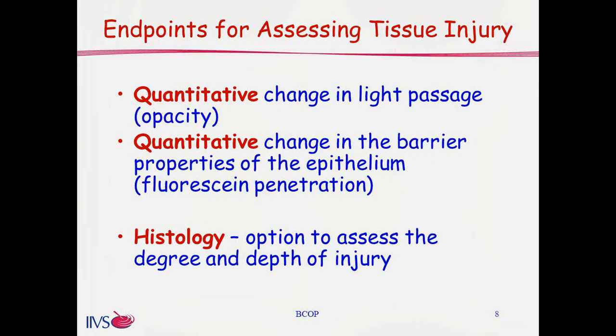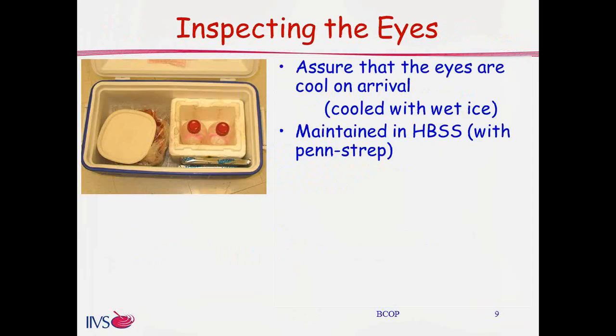And thirdly, we've worked quite a bit with utilizing histology on the treated corneas to assess the degree and the depth of the injury, and also to look for other potential cellular or architectural changes that may be indicative of eye irritation that perhaps the opacity and permeability endpoints alone did not pick up on. So now we'll go through a slide-by-slide of the various steps in the assay, starting with the receipt of corneas.